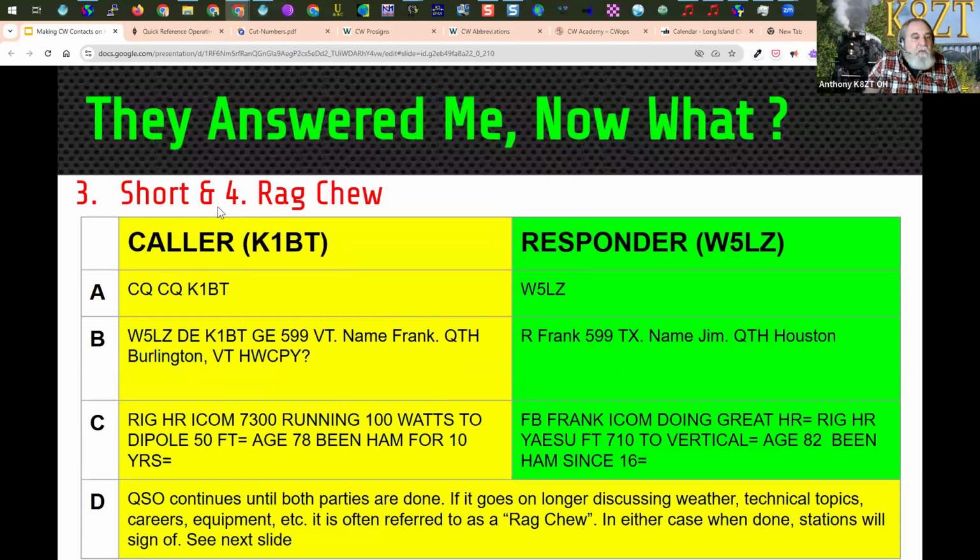Here's a short and a rag chew. So we now notice we got CQ, we got this. Now, notice what he's doing here. He's using a prosign. When you're doing rag chewing and long conversations or short conversations, it's perfectly acceptable and proper to use the prosigns. They help the thing move along a lot better. So this is a lot more verbose and it can get even longer.